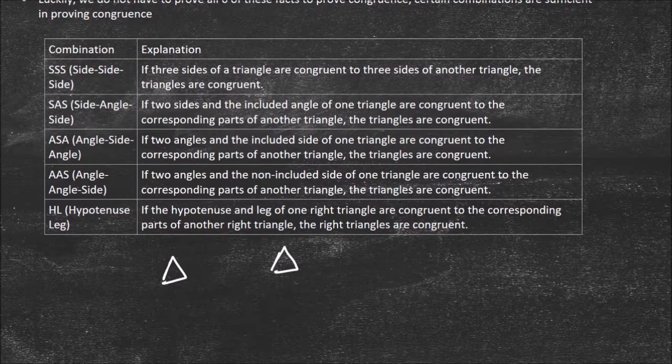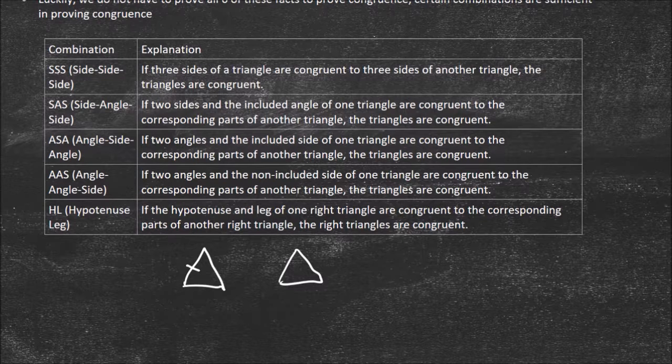Okay, so side, side, side. It's saying if 3 sides of a triangle are congruent, let me make these bigger, to 3 sides of another triangle, then the triangles have to be congruent to one another. So what this means is that if I have this side congruent to this side, and this side congruent to this side, and this side congruent to this side, the triangles are congruent.